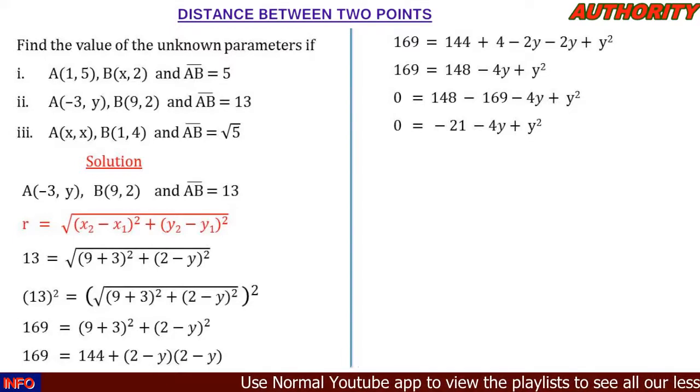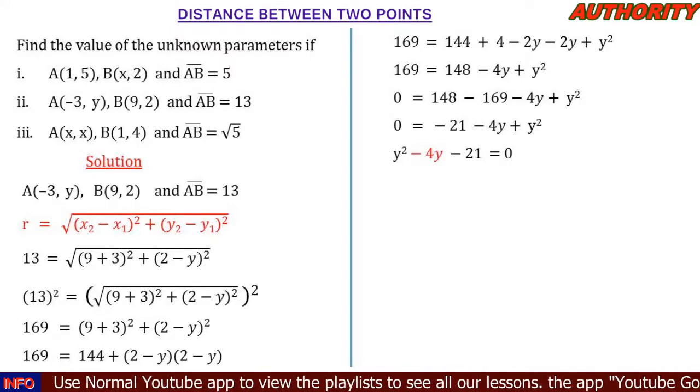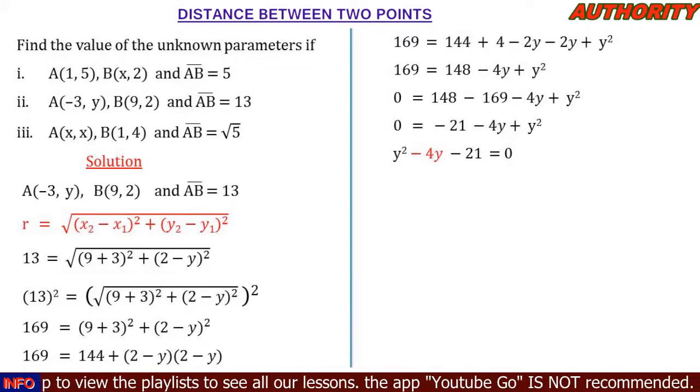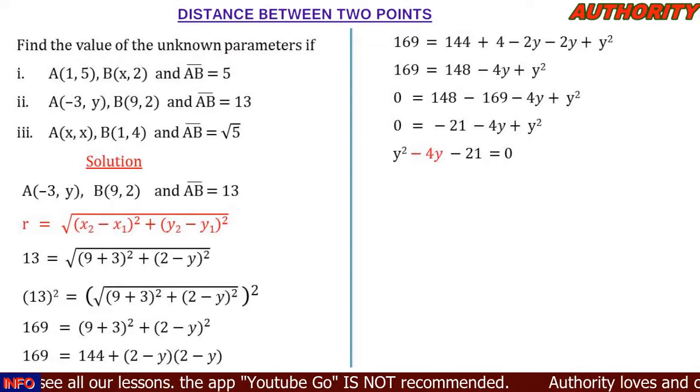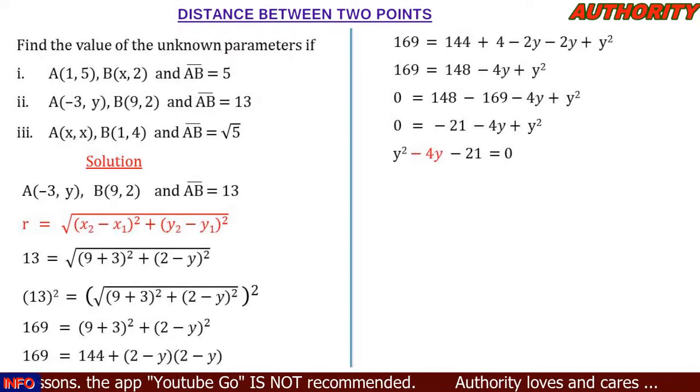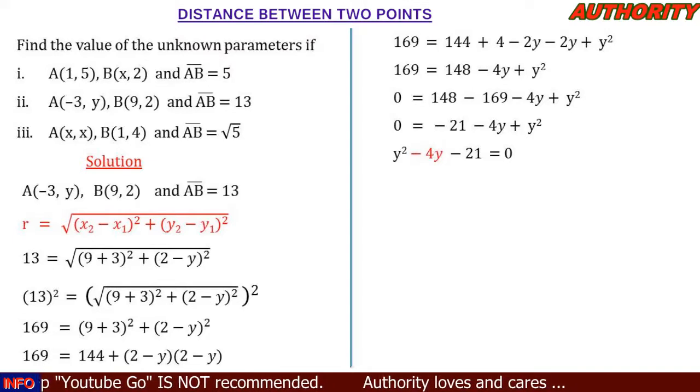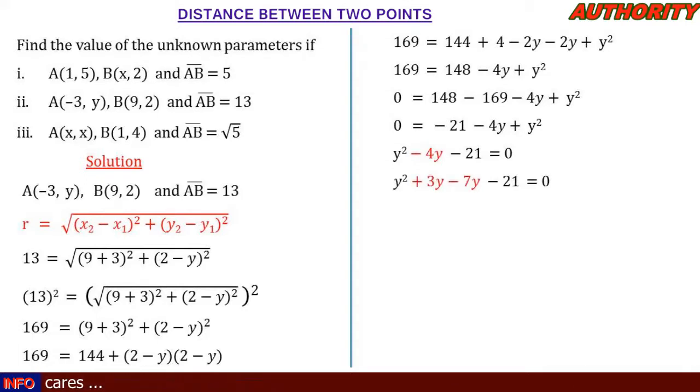All right, yes. So here we say that is the same as saying y squared minus 4y minus 21 is equal to 0. Here we can factorize. We look for two numbers that when we add them together, it's going to give us minus 4, and when we multiply them, it's going to give us minus 21. So the numbers are 3 and minus 7. So here we're going to replace minus 4y with these two numbers, 3y minus 7y. So here we're going to have y squared plus 3y minus 7y minus 21 is equal to 0.